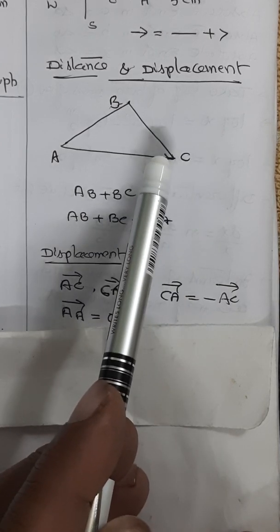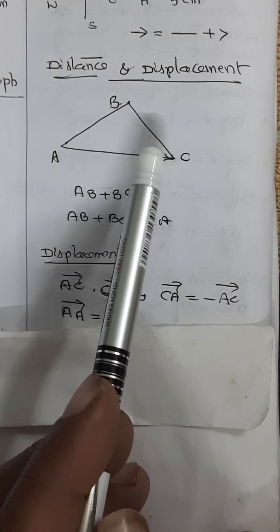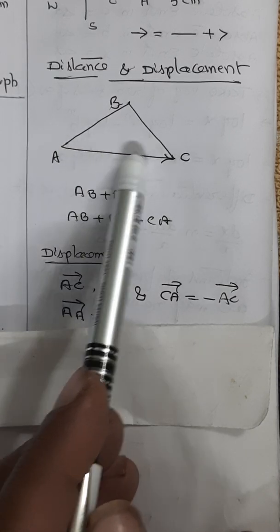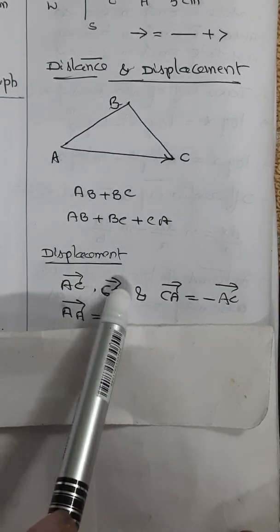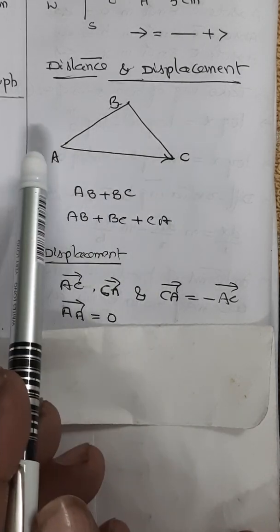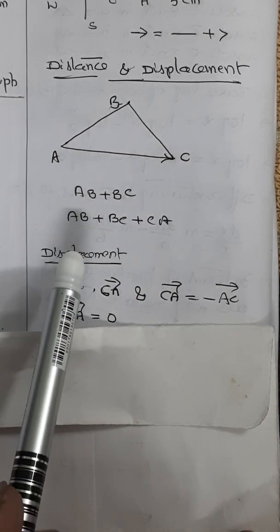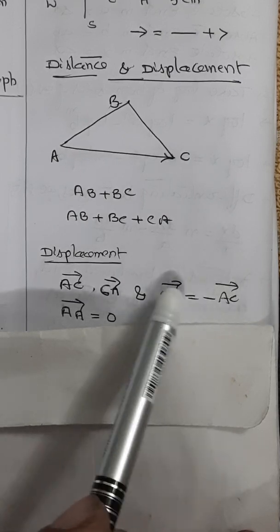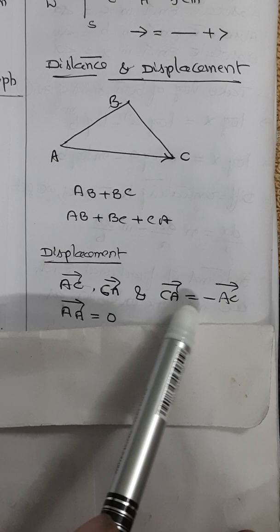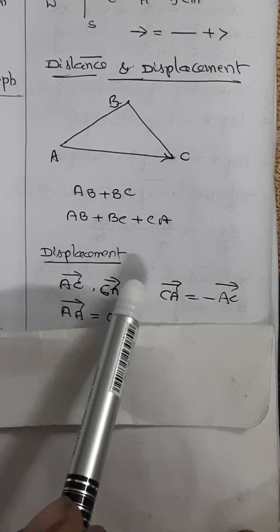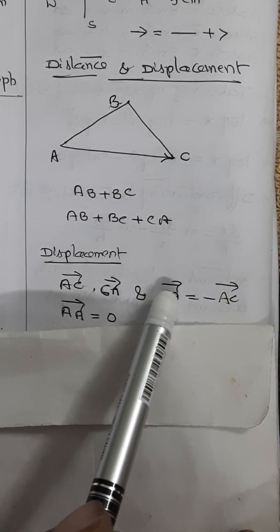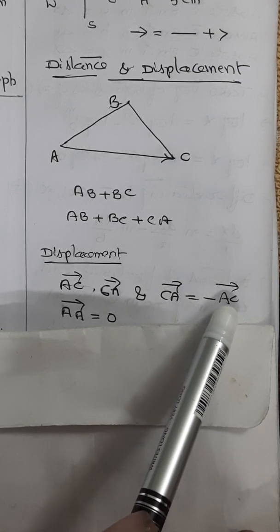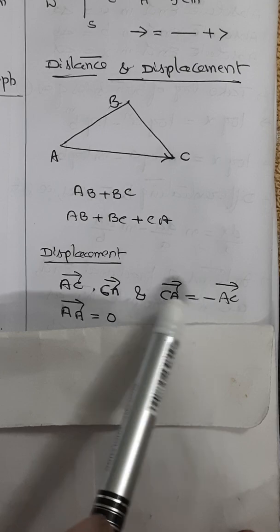In case the object is displaced from C to A, then the displacement of the object is bar CA or the vector drawn from C to A. Then in that case, bar CA equals minus bar AC. It means the displacement vector CA has the same magnitude as vector AC but opposite direction.